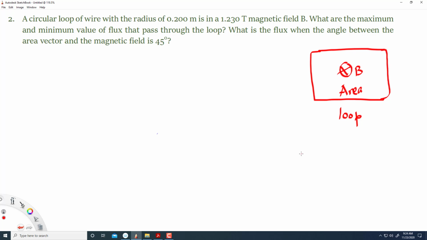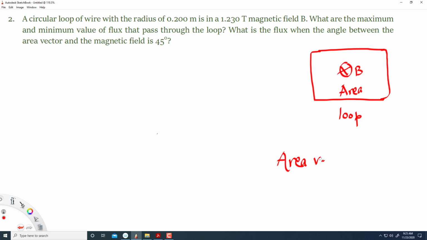Not just the magnetic field, the area also has some direction. The direction of the area is perpendicular to its face. So this is the face of the loop, and its direction is perpendicular to that face. So this has some area, and that's the direction of the area. That's why we also call this the area vector.